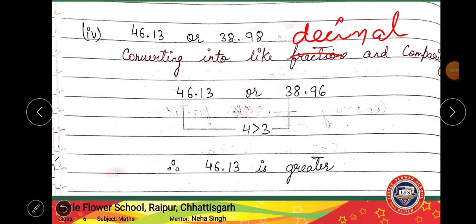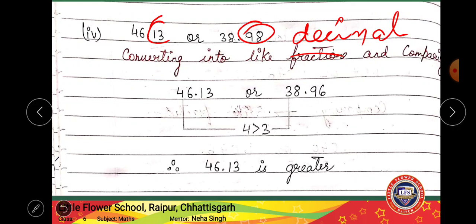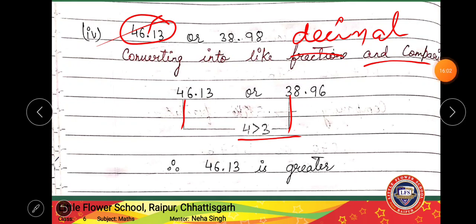46.13 or 38.98. Do we need to convert it into like fraction? No, because two places of decimal, right? So here only comparing we have to do. See, first digit 4, first digit 3. From the first digit only we can find it out that 4 is greater than 3, which means this number is greater amongst the two, right?